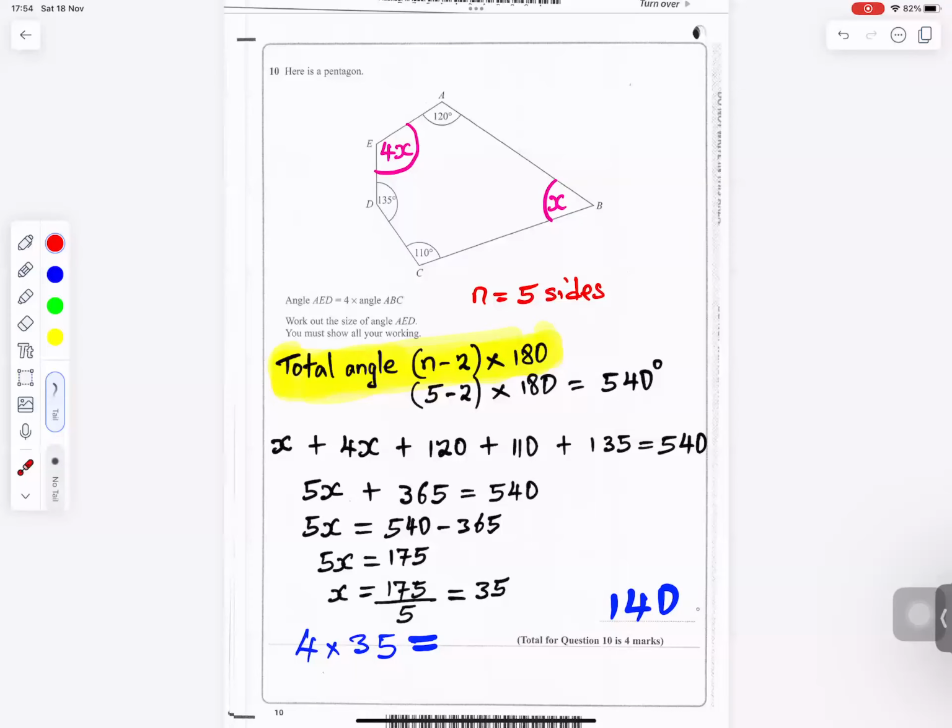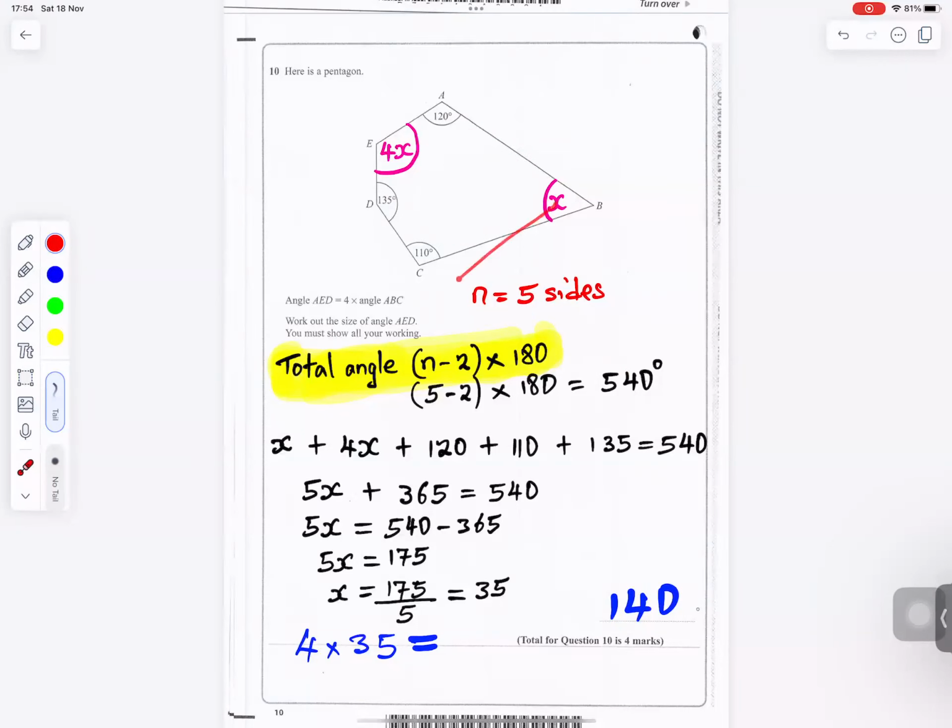Angle AED is 4 times angle ABC. Work out the size of angle AED. You must show your working. So the total angle inside the polygon is n minus 2 times 180. This formula in yellow, you must memorize it. There's 1, 2, 3, 4, 5 angles. 1, 2, 3, 4, 5 sides. So n is 5. 5 minus 2 times 180 is 540. When you add all of them, you will get 540.